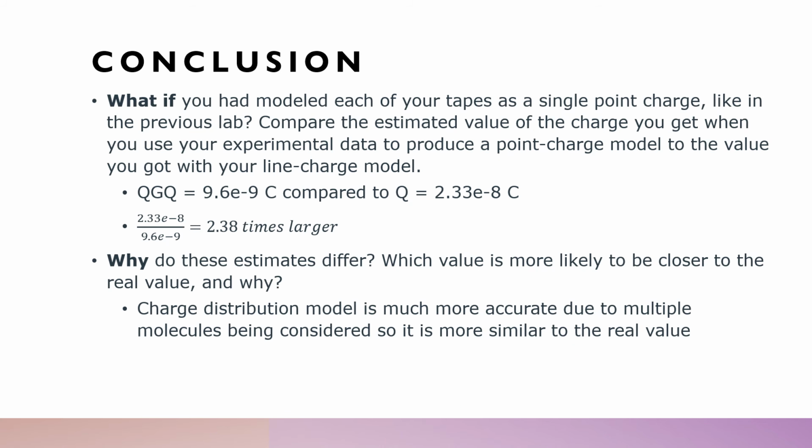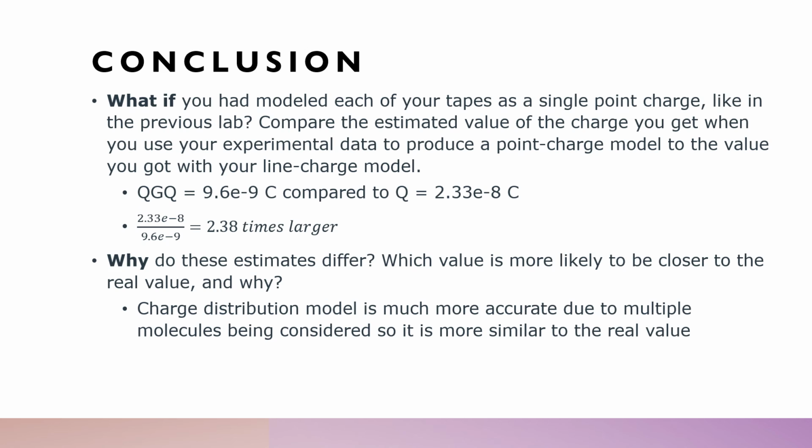The first conclusion question that we can go over is, what if we had modeled each of your tapes as a single point charge like in the previous lab? Well, this is what we had done, and we found that the charge value originally was 9.8 e to the negative 9, which was compared to our new Q value of 2.33 e to the negative 8. Now, the difference between these two is the fact that the new Q is 2.38 times larger than the original Q value. This shows that they are obviously very different. But the reason why they are different and knowing which one is more accurate is also very important.